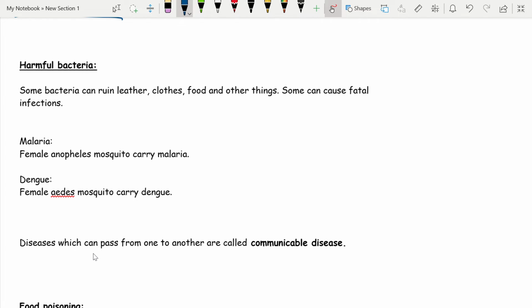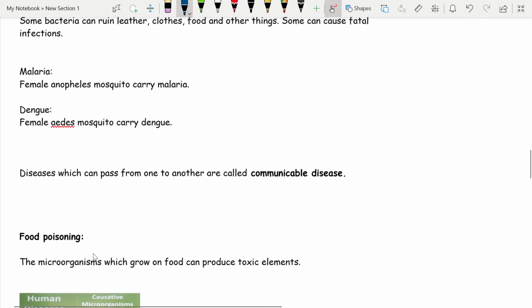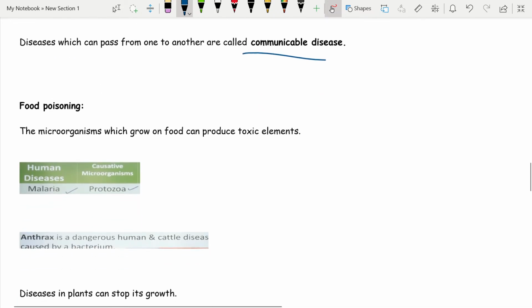Okay. Then you have diseases which can pass from one to another, called communicable diseases, meaning not all diseases can spread, but a disease like chickenpox can spread so quickly, so they are called communicable diseases. Food poisoning. The microorganisms which grow on food can produce toxic elements, and when we eat them, we get food poisoning, so we fall ill, or that can be sometimes fatal too.